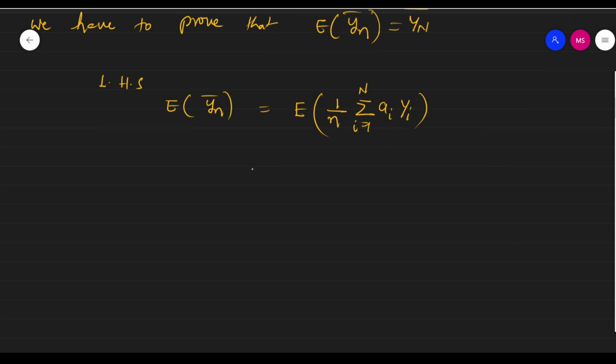Next, apply the expectation. So expectation, bracket, 1 by n, very simple, summation i running from 1 to n. So here observe that expectation of a into yi.